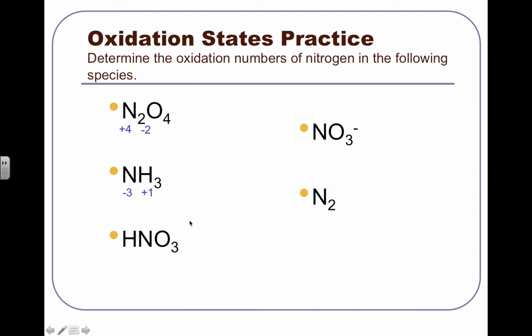All right, nitric acid. Well, we know that oxygen's a -2 and hydrogen is a +1. But all of this is going to equal 0. So 1 plus nitrogen plus 3 times -2 equals 0. And we'd solve for nitrogen. Or we could go, oh, well, that's the nitrate ion. So nitrogen plus 3 times -2 equals -1. Either one of those equations, you'll get +5.